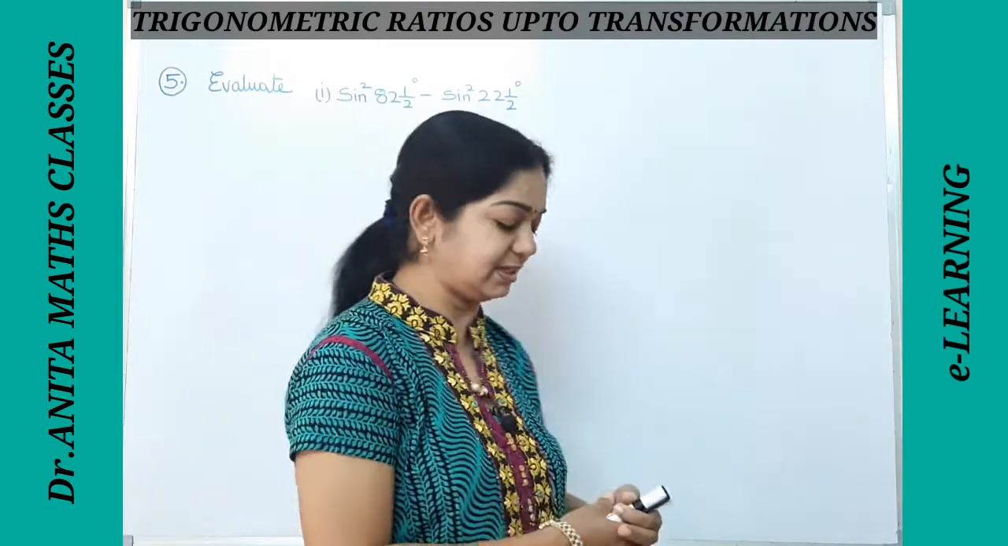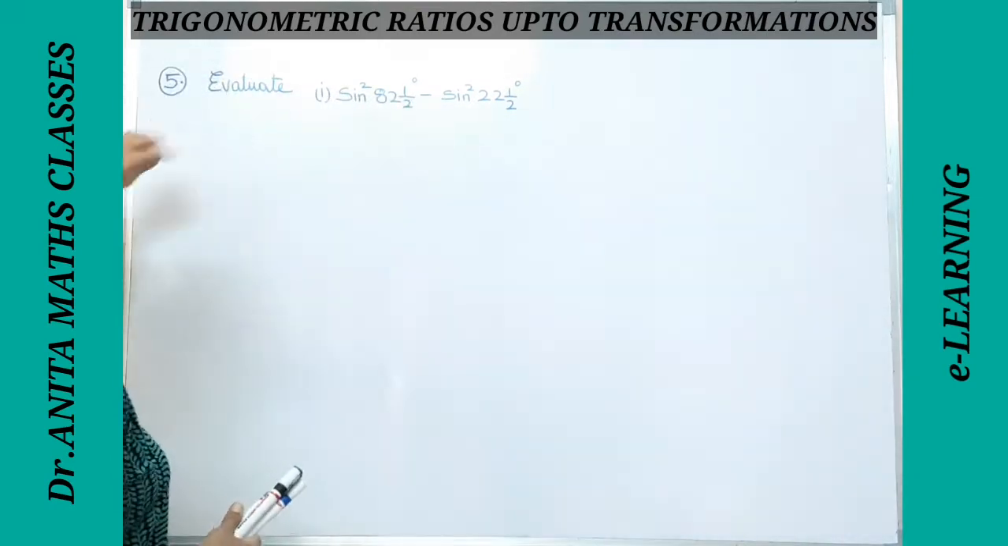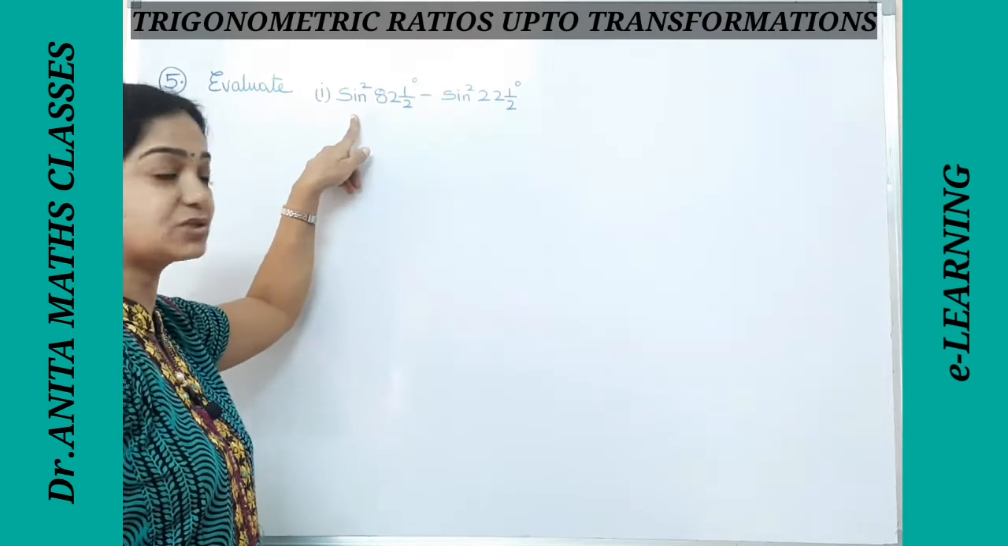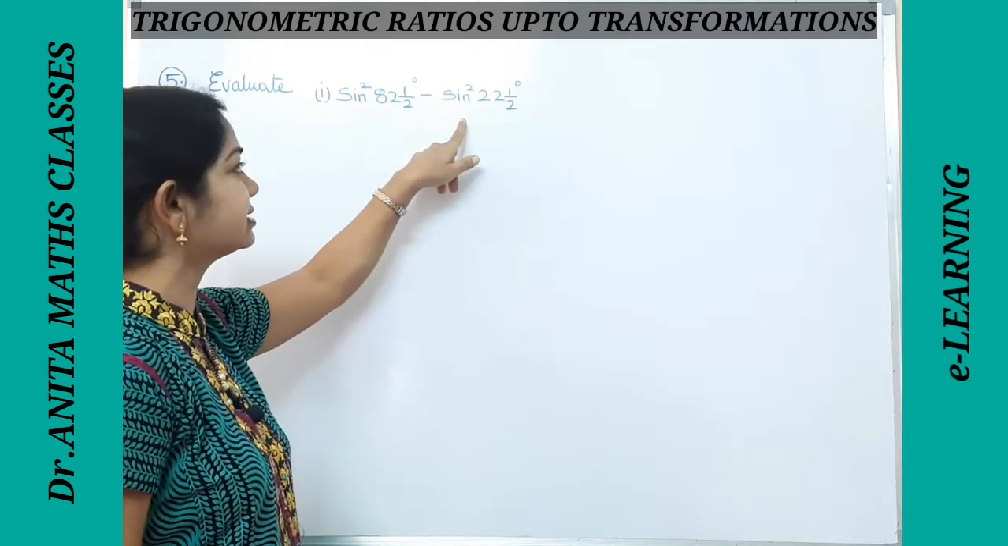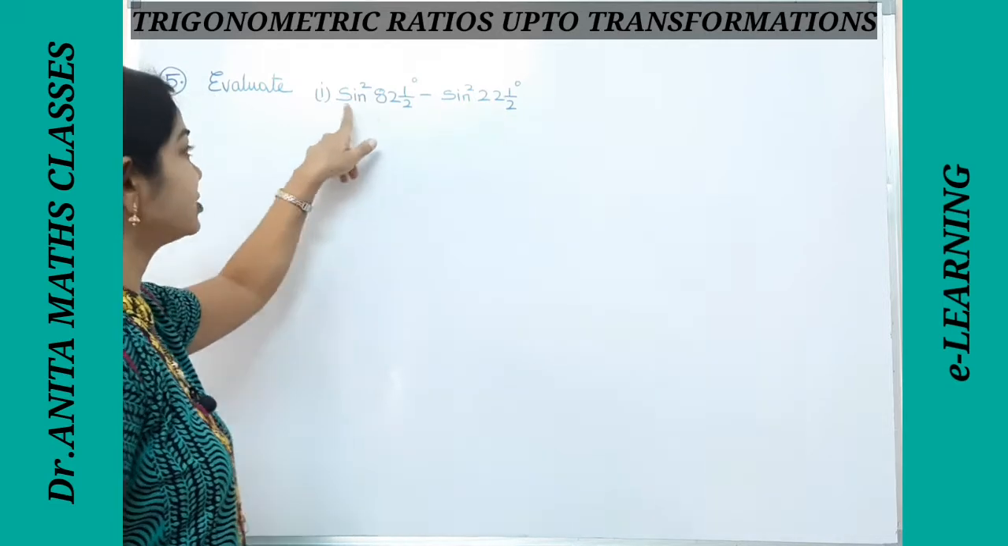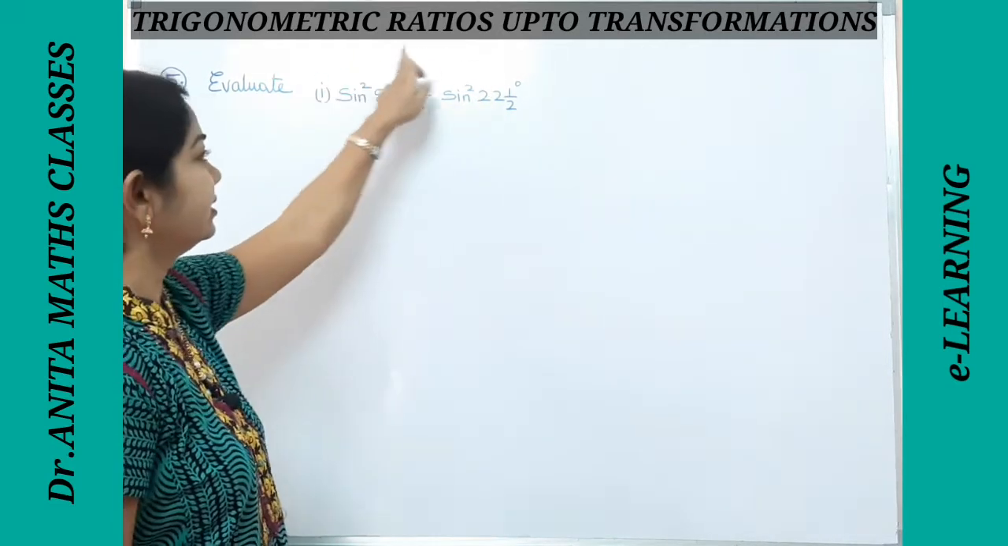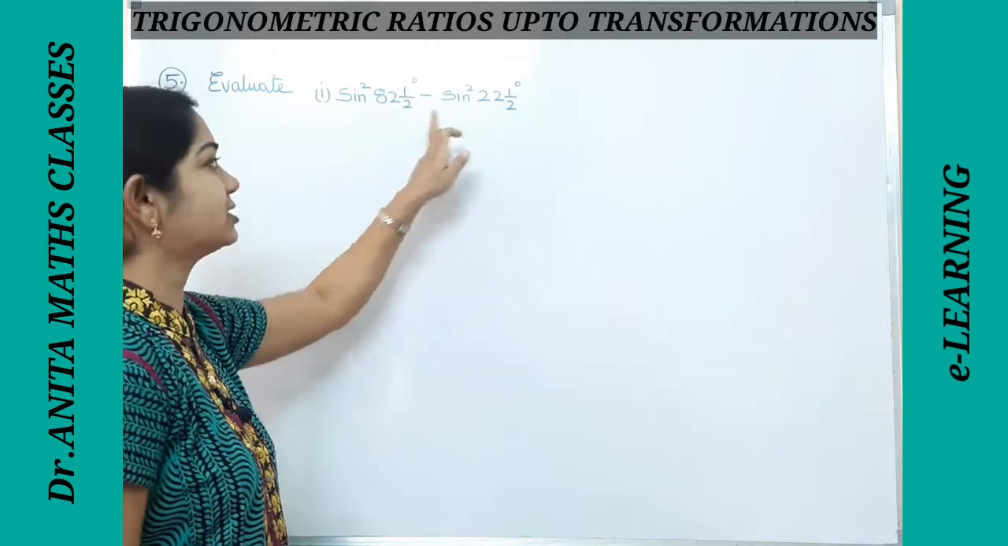Now let's quickly start the continuation. Fifth bit, evaluate. The first one is sine square 82.5 degrees minus sine square 22.5 degrees. Now, if you see here, these two are sine functions and squares.